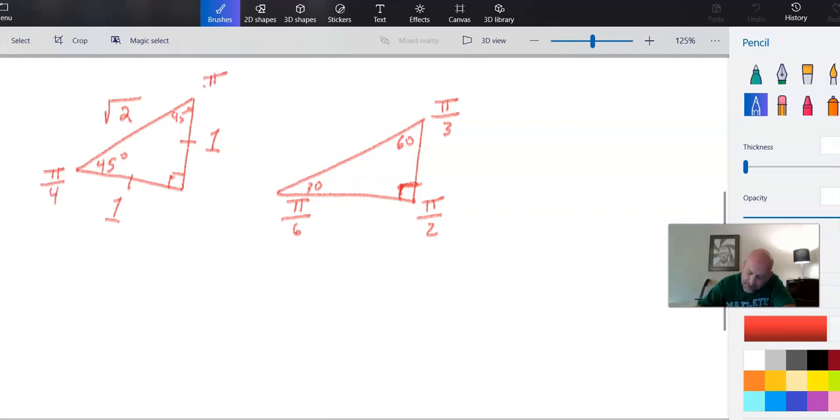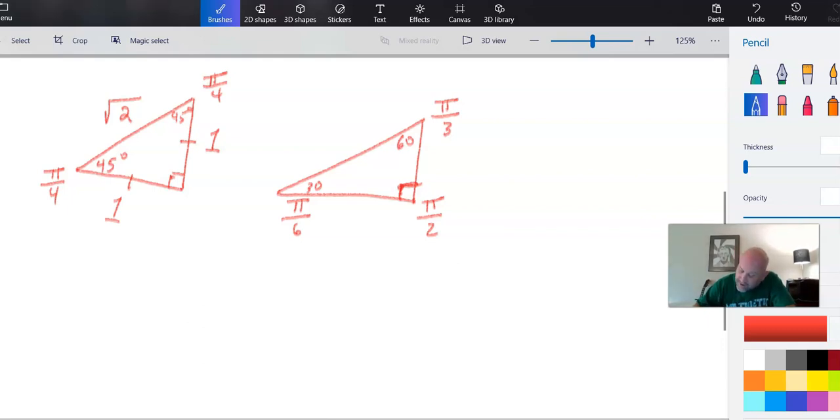So both of these are pi over 4. Later on as the semester progresses, we're going to be using these in terms of radians more than we're going to use these in terms of degrees. Just because you can do a lot more things with radians than you can with degrees.